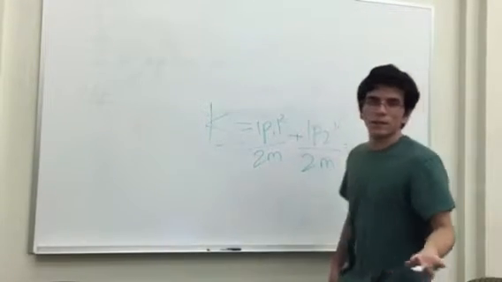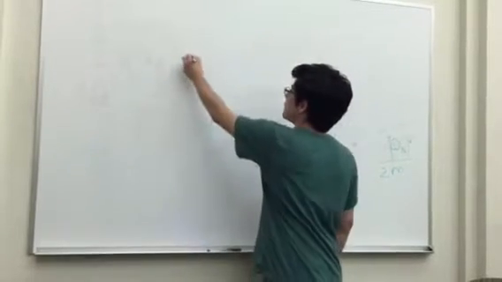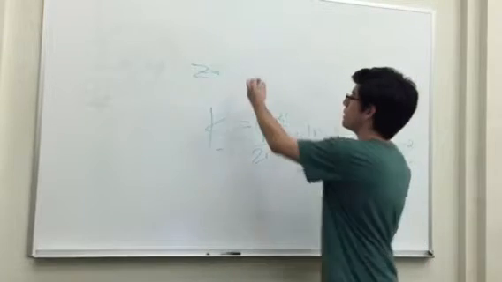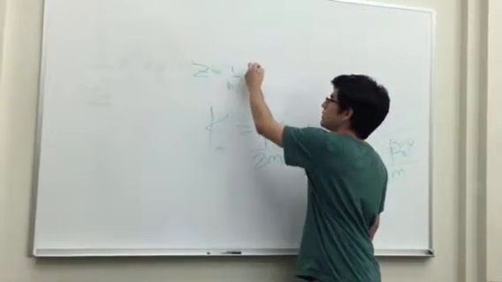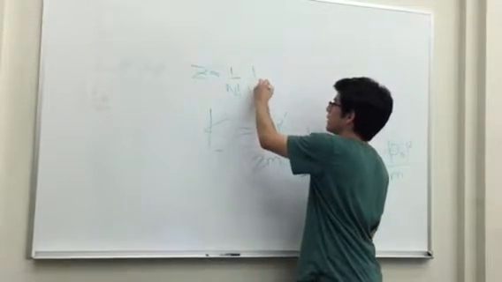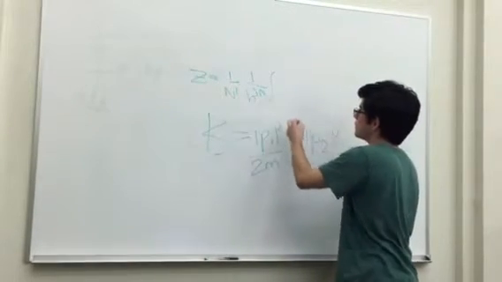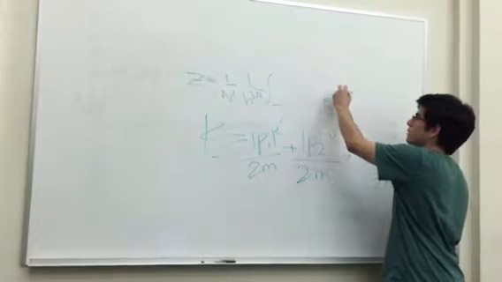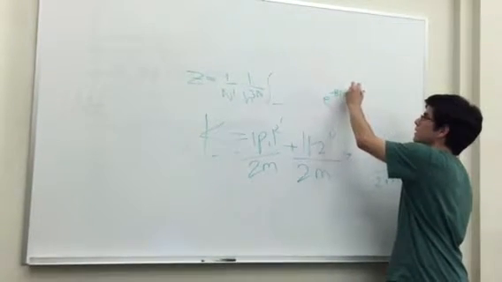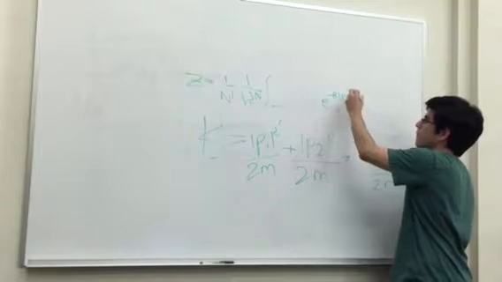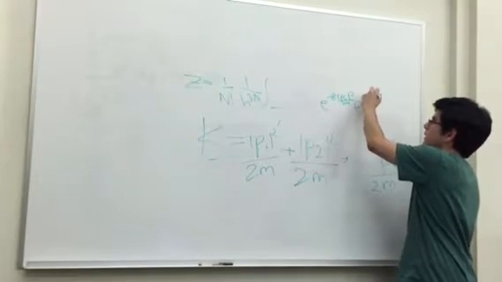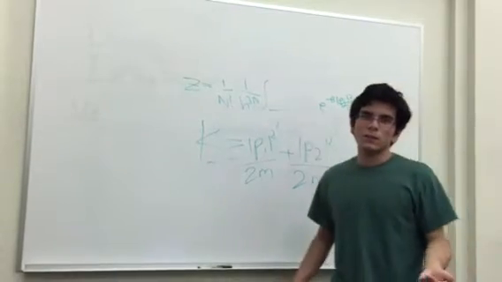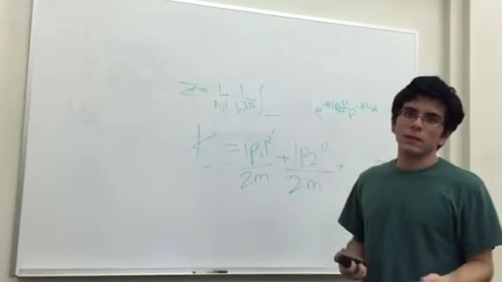Which means that we can now rewrite our partition function. Z is equal to 1 over N factorial, 1 over h to the 3N, integral, all our d's, times e to the minus beta p_i squared over 2m, times e to the minus beta U potential, where i is just the index for which particle we're integrating over.